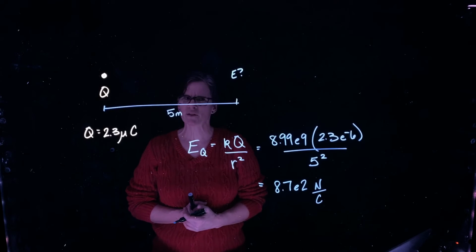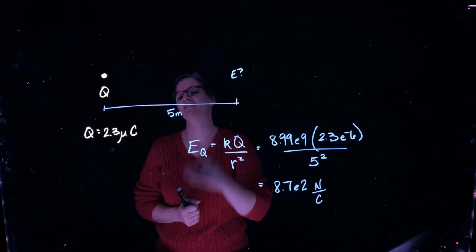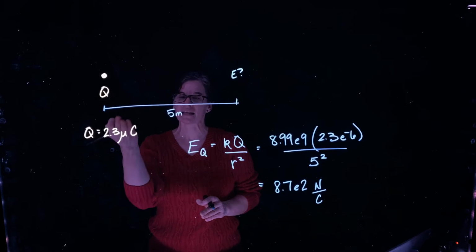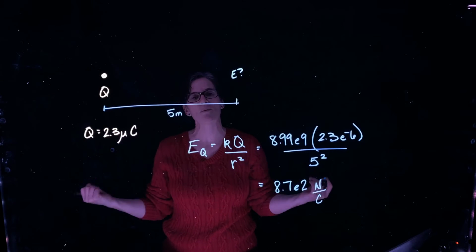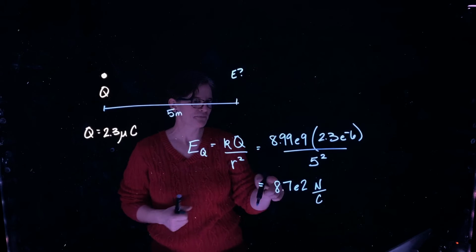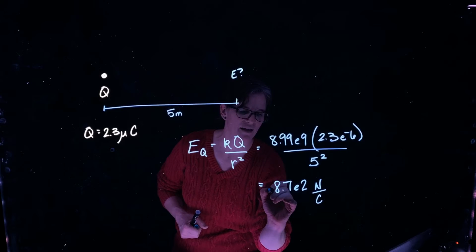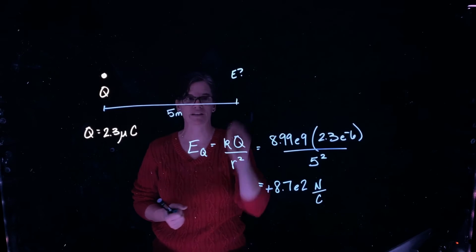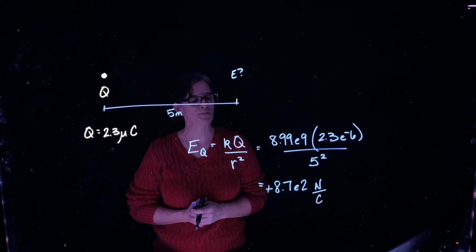Okay, what's the direction of that electric field at that point 5 meters away? And let's say it's 5 meters on the horizontal. Well, since I have a positive charge Q, I know that the electric field points outward from that charge. And so at this point, 5 meters away, we would have a positive or rightward electric field directly to the right of positive charge Q.